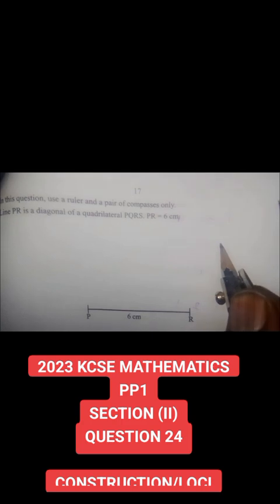In this question, use a ruler and a pair of compass only. That instruction is very key. A ruler and a pair of compass only. Line PR is a diagonal of a quadrilateral. A quadrilateral, remember, it is a four-sided figure. So in any way, the figure formed here must be a four-sided figure. So PR is a diagonal, which is 6 centimeters.